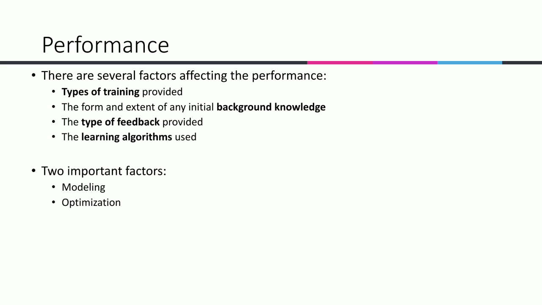How do we measure the performance of machine learning algorithms? There are several parameters affecting the performance: the type of training provided, the form and extent of any initial background knowledge, the type of feedback provided, and the learning algorithm. Which learning algorithm you are going to use also impacts performance. Two important factors are modeling and optimization.